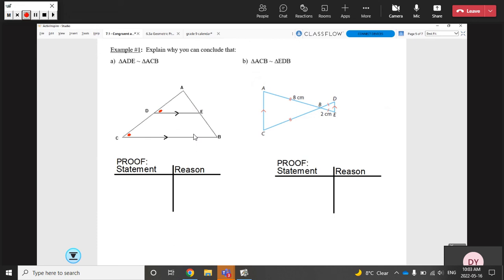Even if you look at the name of the triangle, they both have a matching letter. Do you see the matching letter that they share? It's letter A. So the first thing we can say is that angle A is quite literally equal to angle A. And the reason we can say that is because both triangles share that angle, so we call it a common angle. It's common between the two triangles. Look, ADE and ACB have the exact same angle.